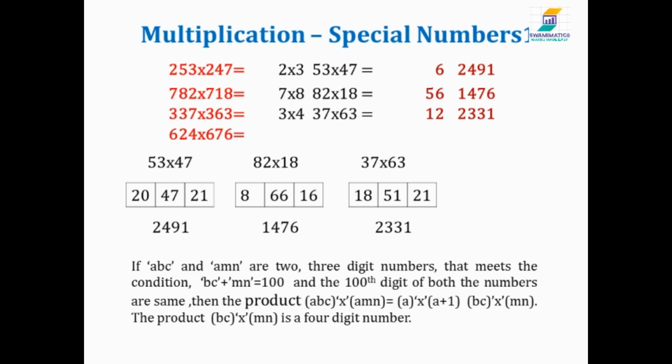624 into 676. 6 into 7 is 42. 24 into 76, right? 2 into 7 is 14. Then the next one is 2 into 6 plus 4 into 7, which becomes 40. 4 into 6 is 24. So it becomes 1824. Hope this is clear, right? Let us look at some 4-digit numbers also.